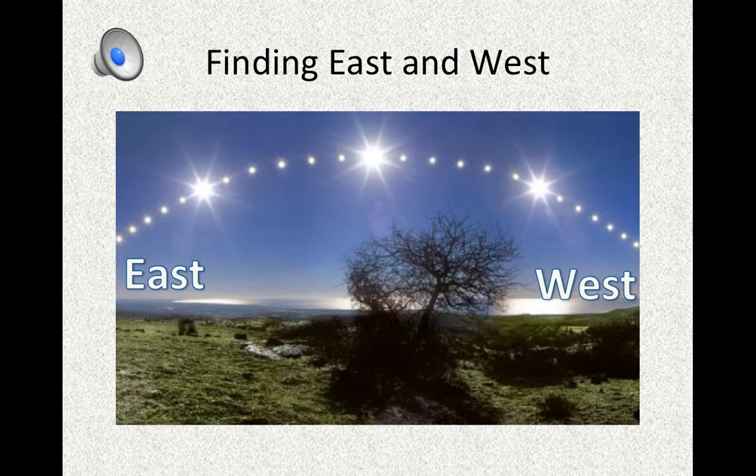Finding east and west in the southern hemisphere is the same as the northern hemisphere. Follow the rise and set of the sun. To locate east, view the sky during sunrise, and to locate west, view the sky during sunset.